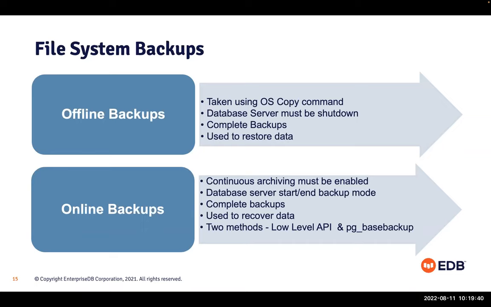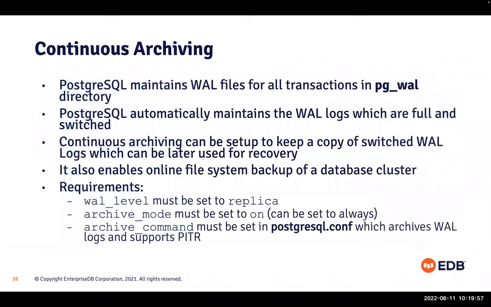So the low-level API is a traditional method. In the low-level API, you have to bring your database into begin backup mode, copy your WAL files, and end backup. pg_basebackup is the latest method that we use nowadays. For pg_basebackup, there is no need to bring your database into begin and end backup mode. It will automatically do that.